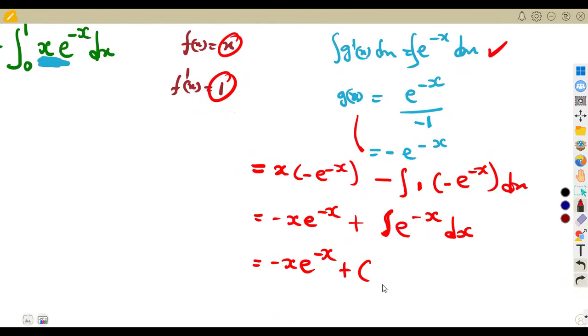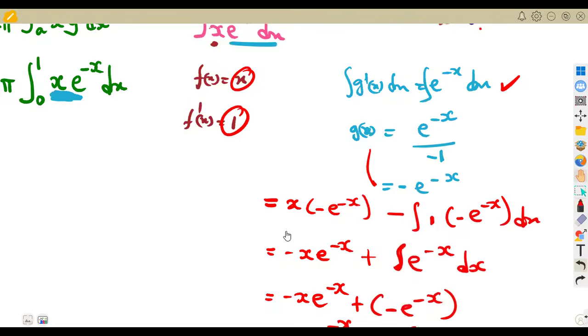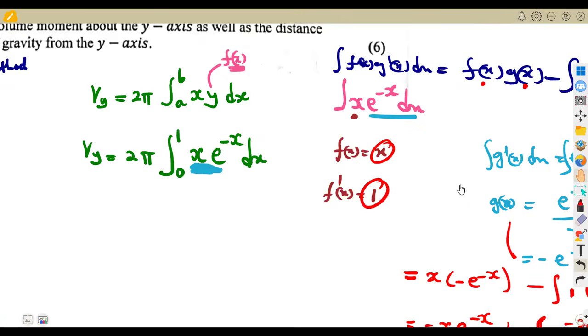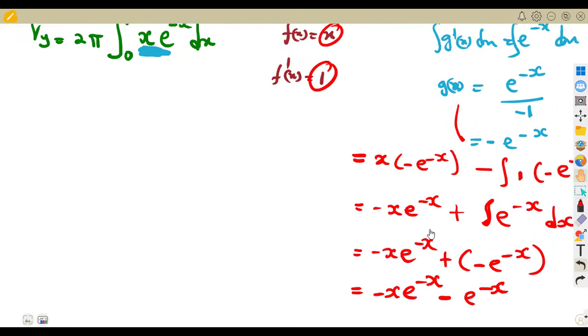It gave us minus e to the exponent of minus x. So this is what we have: minus x e to the exponent of minus x plus minus e to the exponent of minus x, like this. All right, I want us to be clear here. This here, what is that? We are integrating this x e to the exponent of minus x. So what we need here is the answer only.